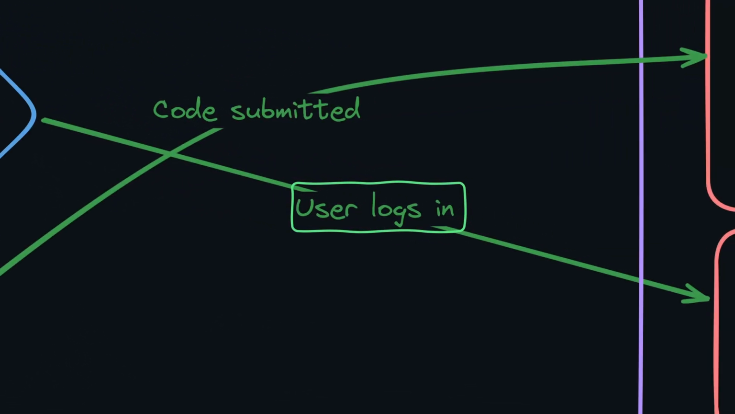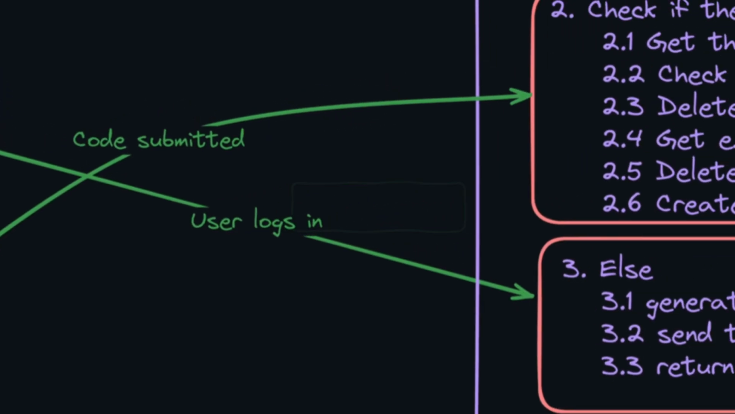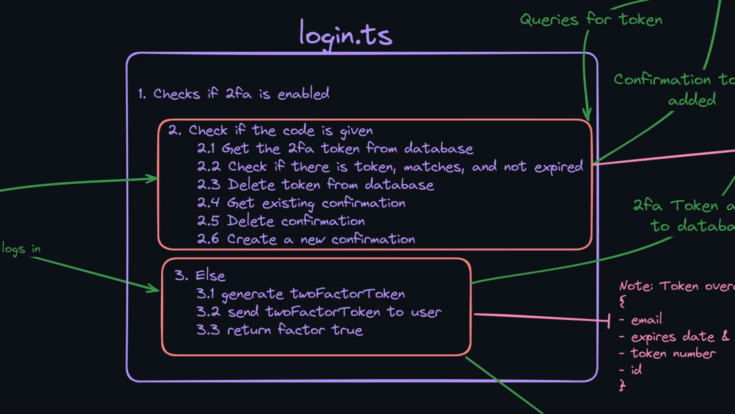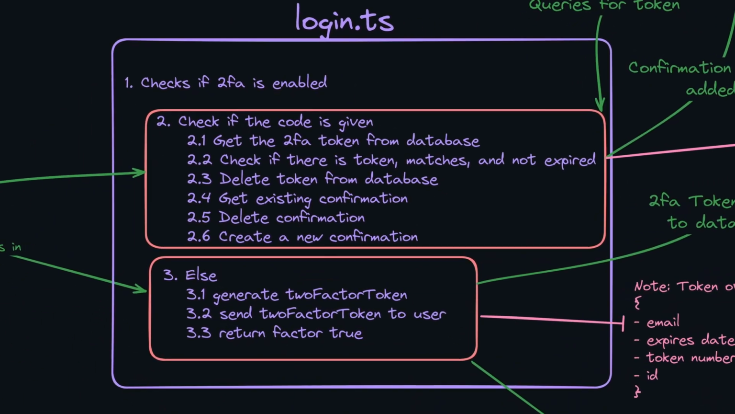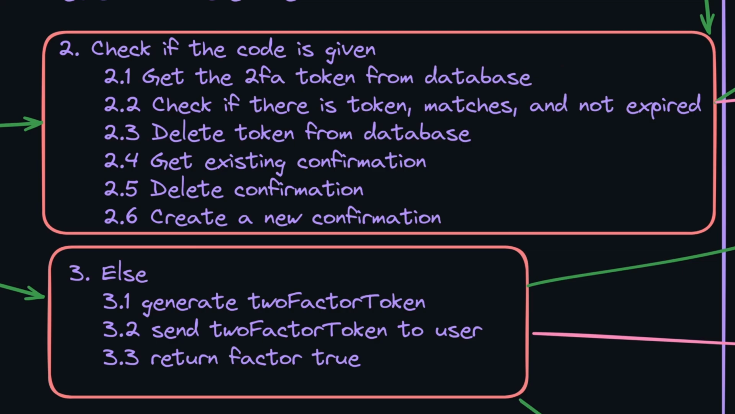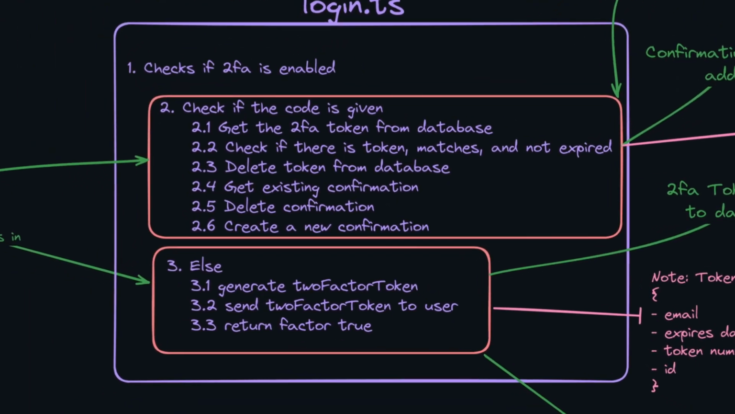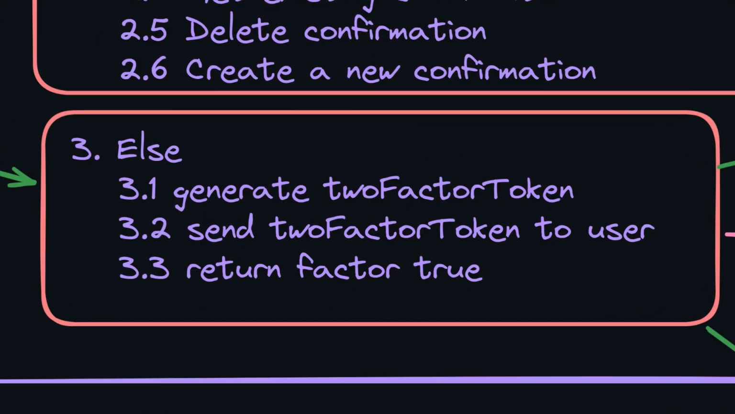Once the user logs in, in the login.ts file related to the two-factor authentication, we first check if 2FA is enabled or not. If it isn't, then it will skip all of this. And then we have two parts of an if-else statement. The first part we're actually going to be looking at is the else. So first off, in the else part, we're going to generate the two-factor token.